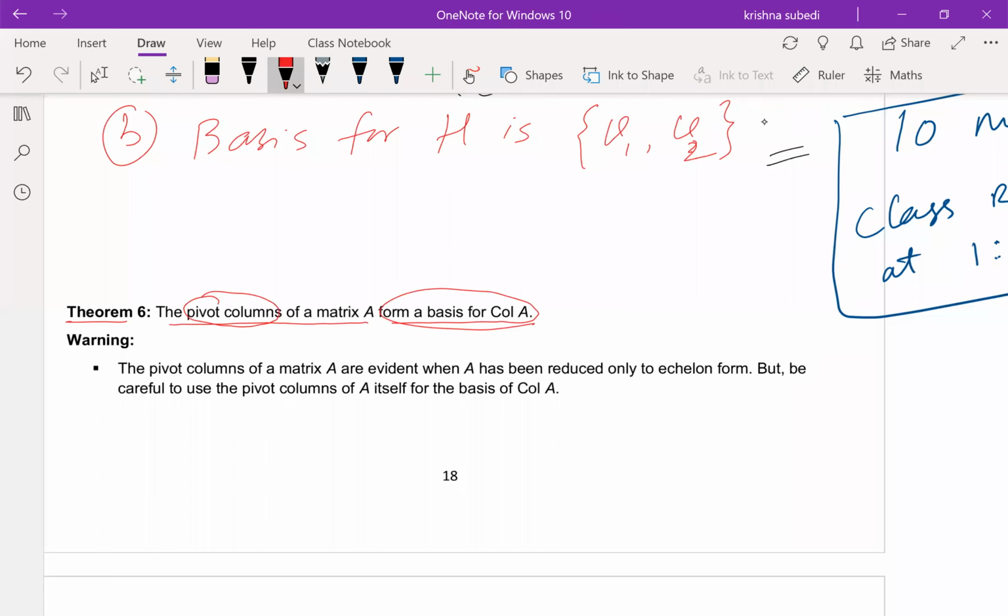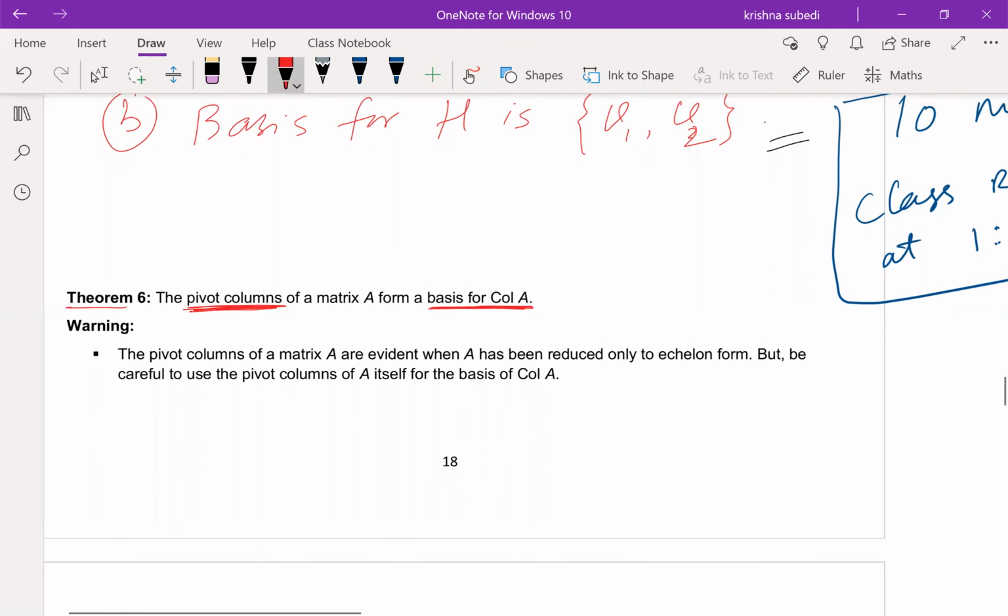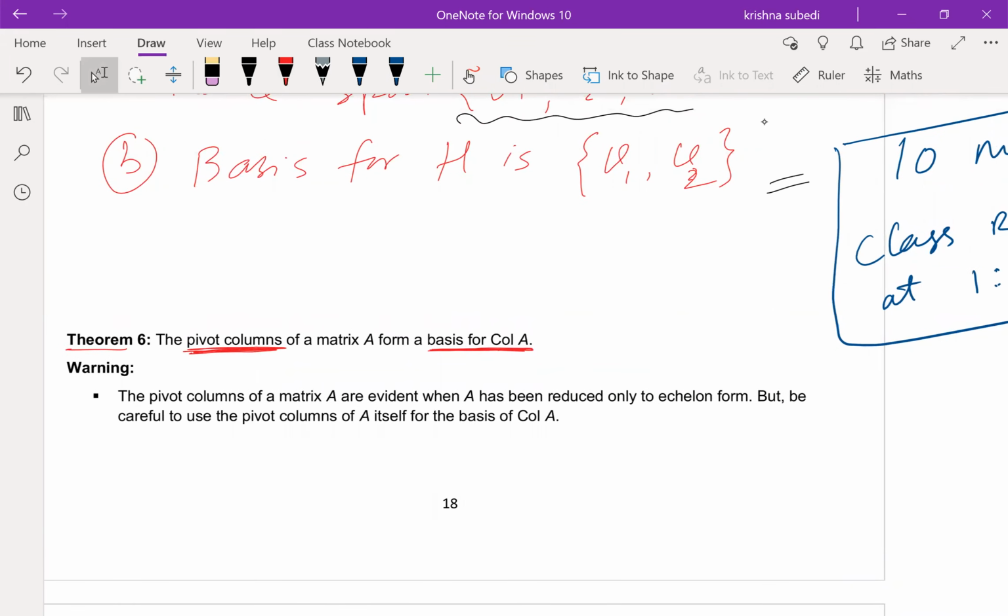Okay guys, you need to memorize this theorem. We'll be using this later to solve. If you are asked to find the basis for the column space, what you do is change that matrix into echelon form and figure out what the pivot columns are, and those pivot columns actually form the basis for the column space of A. We don't have to check those two conditions. Here is the nice theorem.